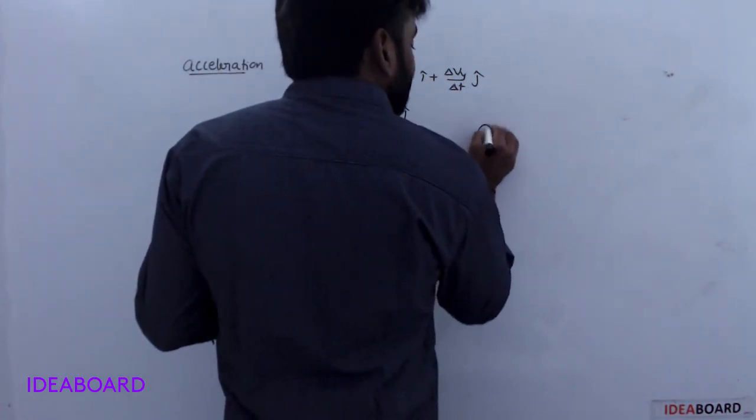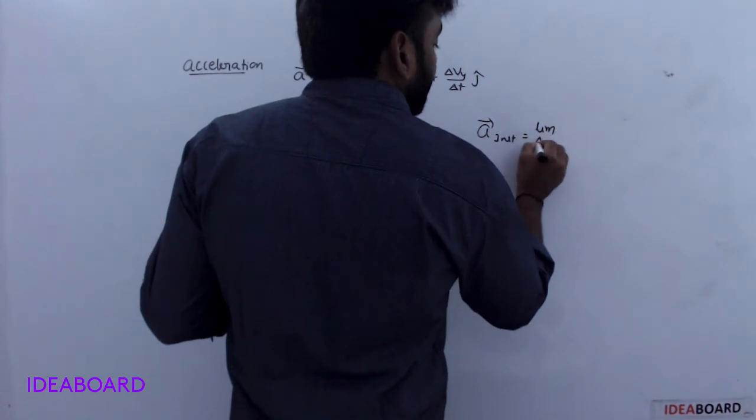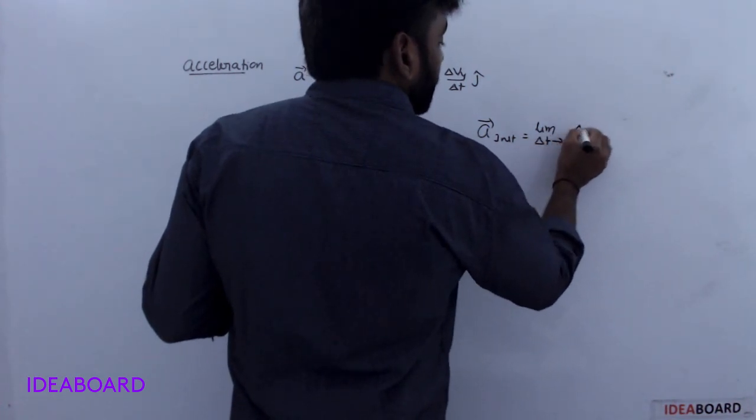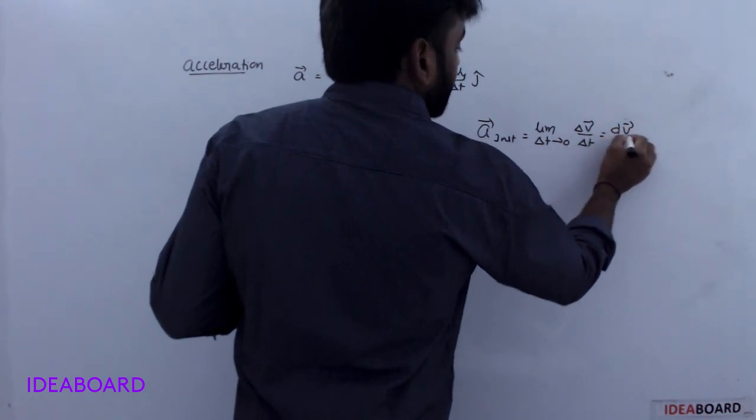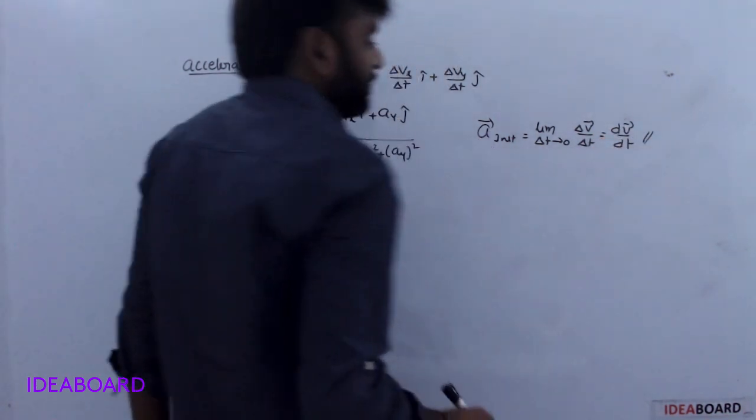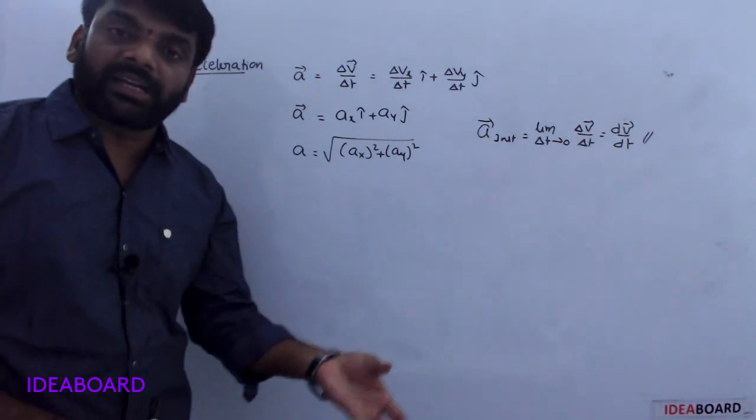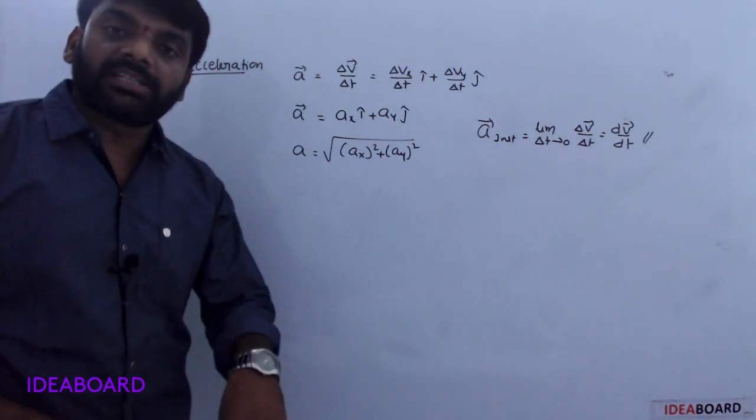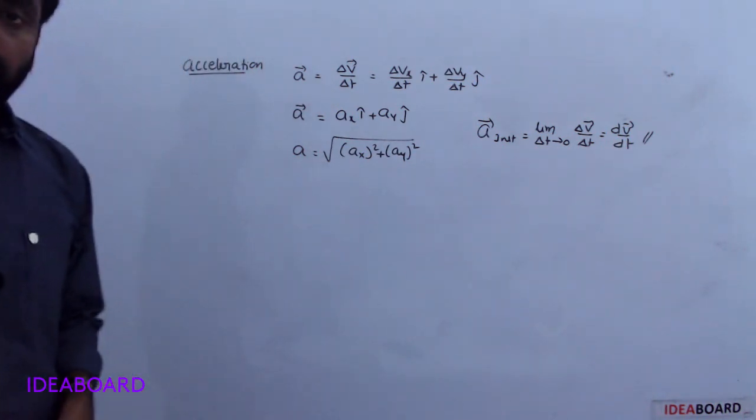Now instantaneous acceleration: limit delta t tends to 0 of delta v bar by delta t, simply written as dv bar by dt. Understood? Displacement, position vector, displacement vector, velocity vector, acceleration vector is over. Tomorrow I will explain some problems. Okay.